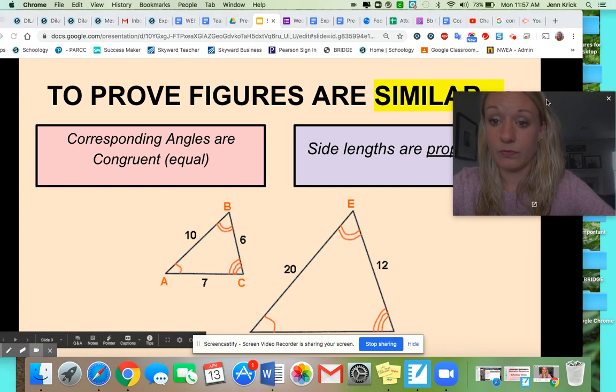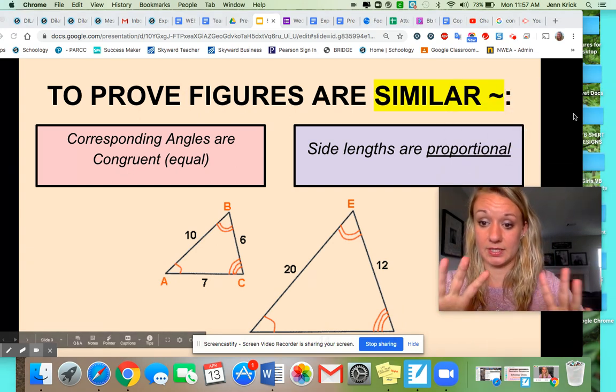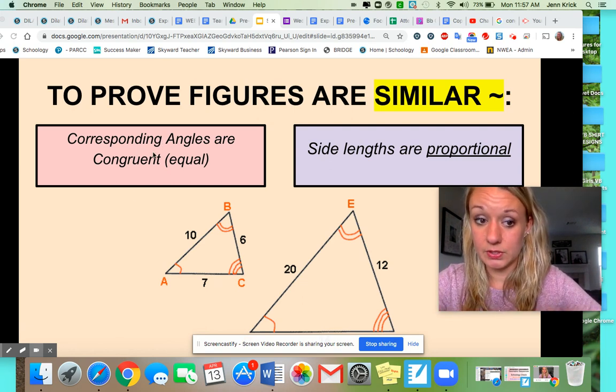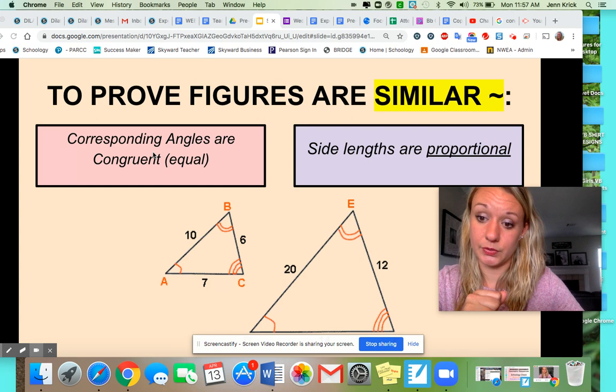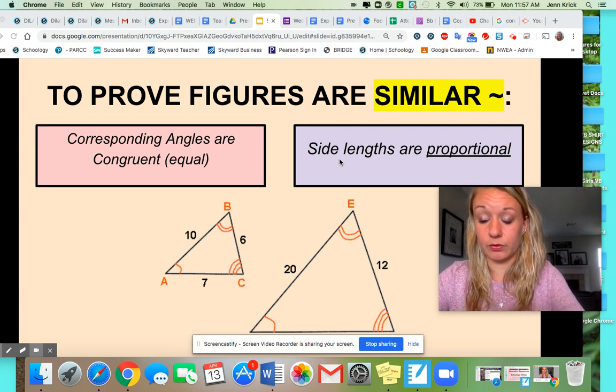Now, if we want to prove that two figures are similar, meaning that they're the same shape, just different sizes, we can either look at their angles to show that their corresponding angles are congruent, or we can look at their side lengths to see if they're proportional. Right now, that probably doesn't mean too much to you, but we're going to walk through a few examples to kind of help you understand.